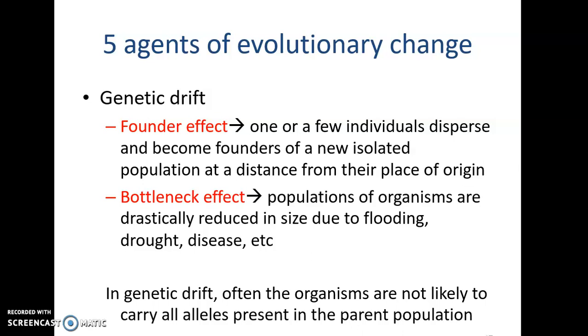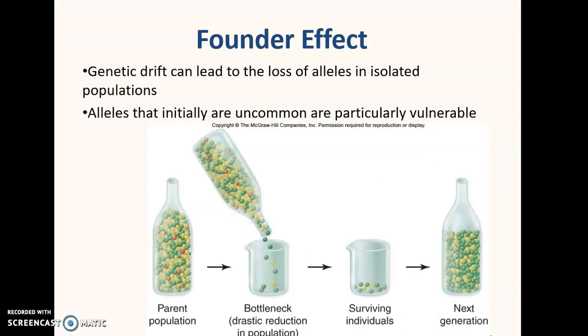In either case, organisms are not likely to carry all the alleles present in the parent population. This is particularly a problem for endangered species because even if populations can come back, the lack of variation makes them vulnerable to extinction. Genetic drift can lead to a loss of alleles in small, isolated populations.